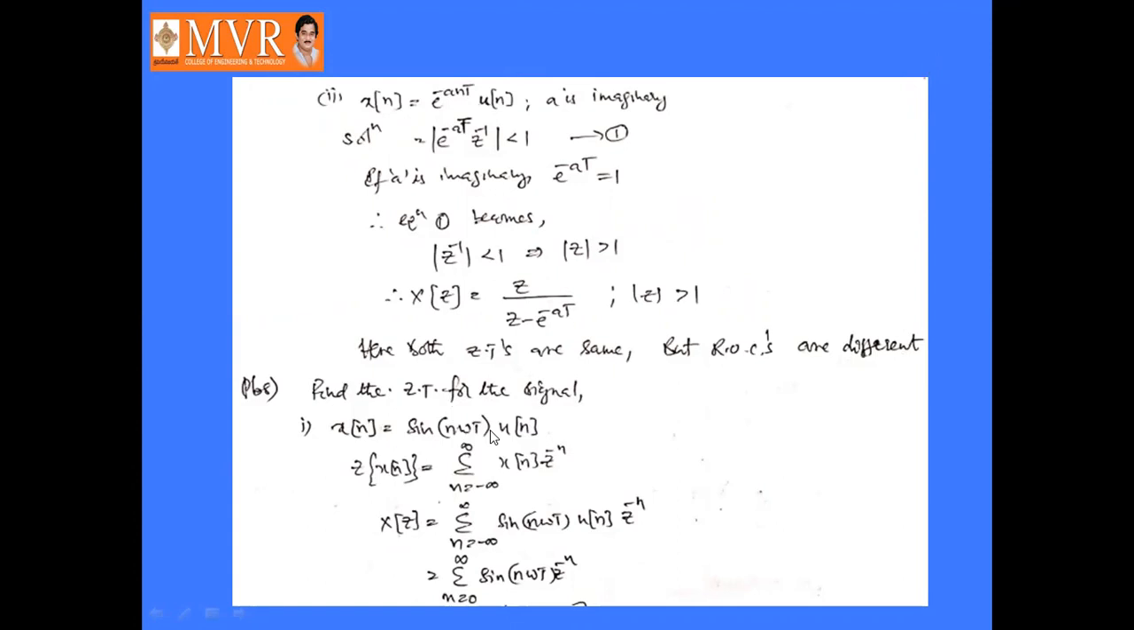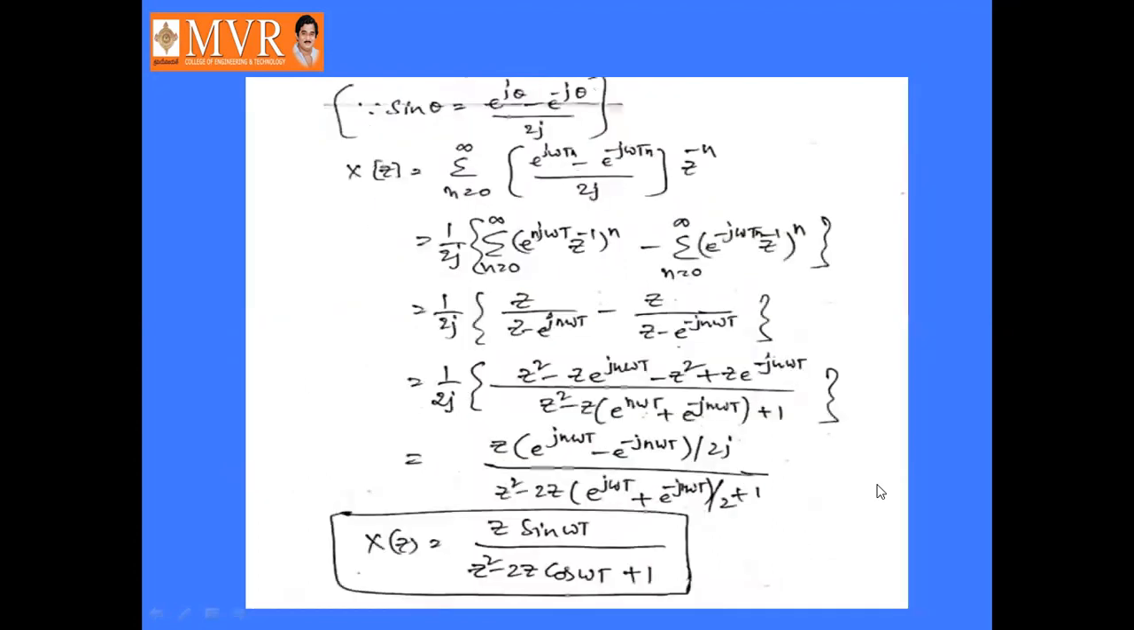So z transform of x of n equal to sigma n is minus infinity to infinity x of n into z power minus n. Here x of n is sin n omega t into u of n. So u of n is given, that's why it is varying from 0 to infinity. So sigma n equal to 0 to infinity sin n omega t into z power minus n, right? As we already know, sin theta is e power j theta minus e power minus j theta by 2j, right? Here it is given as sin n omega t. So this is sigma n equal to 0 to infinity e power j omega tn minus e power minus j omega tn by 2j into z power minus n.